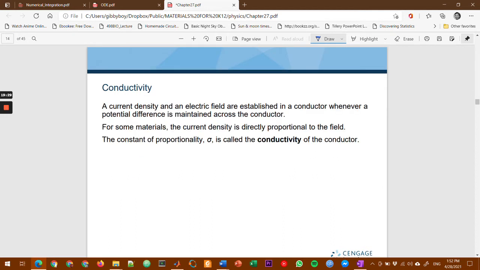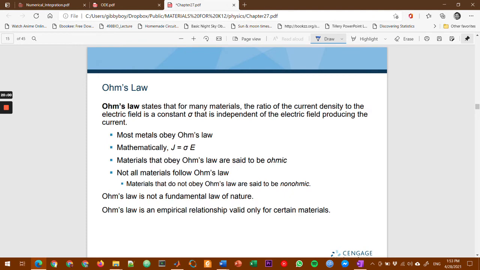For some materials, the current density is directly proportional to the electric field, and the constant of proportionality is what we call sigma, the conductivity of the conductor. This conductivity is a property of the material. This relationship between electric field and current density was discovered by Ohm, a German physicist, George Simon Ohm.